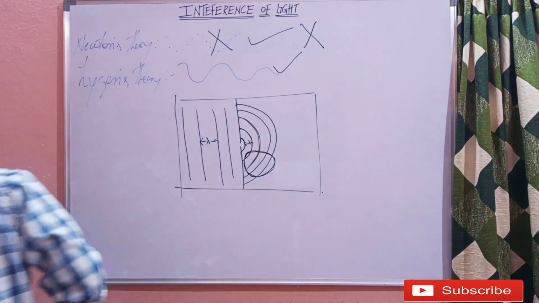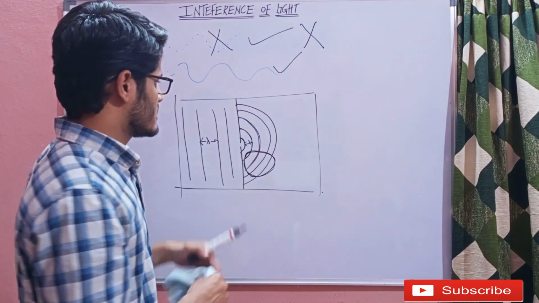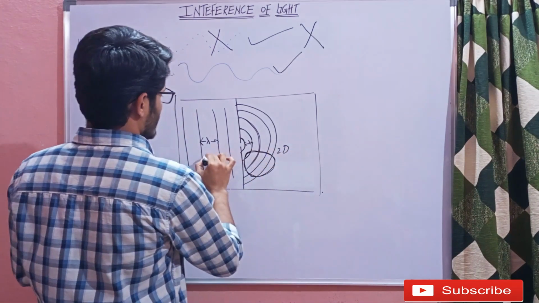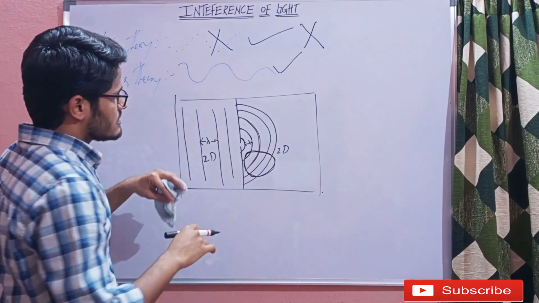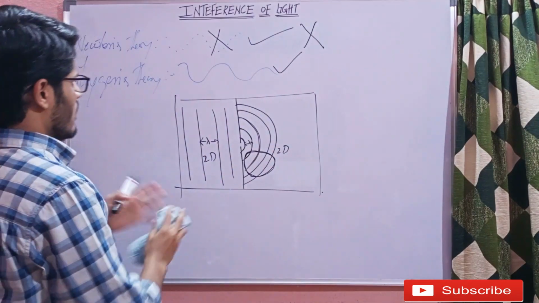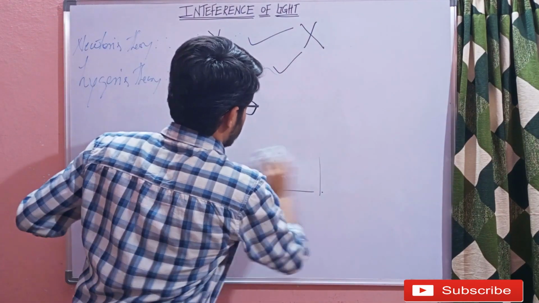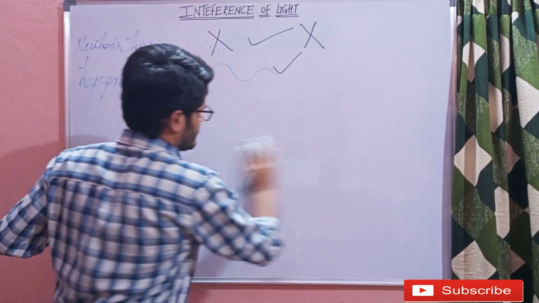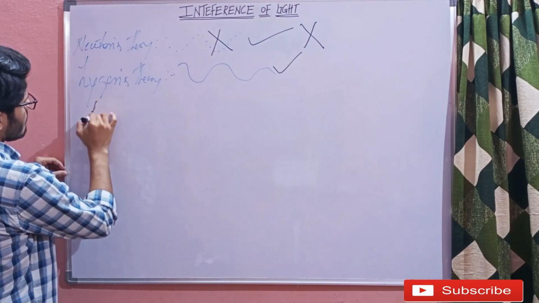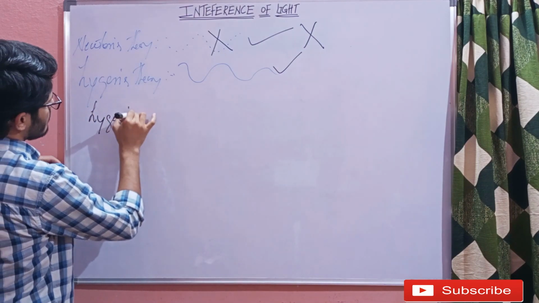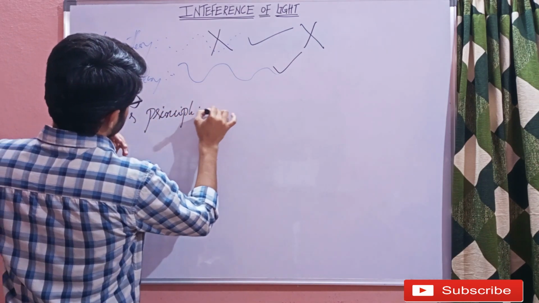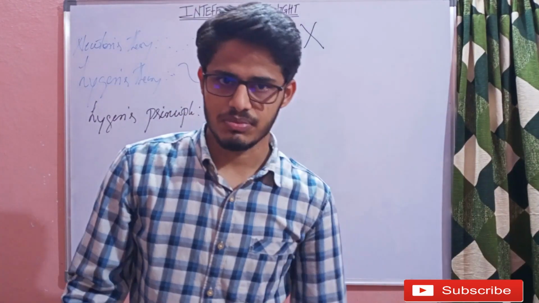Okay, so now we'll come to the Huygens principle. This thing is happening in two dimensions for water. Okay, the similar thing light will do, but in three dimensions. So let's come back to the Huygens principle. Actually, it is the Huygens-Fresnel principle.